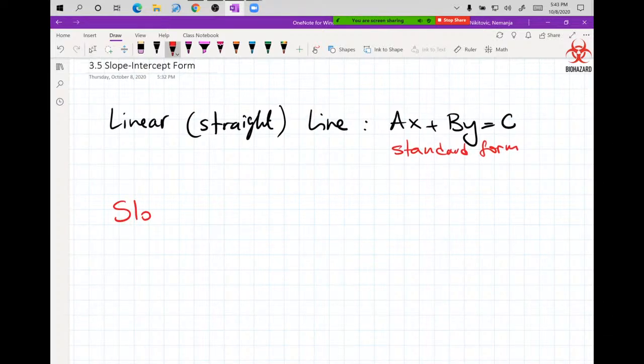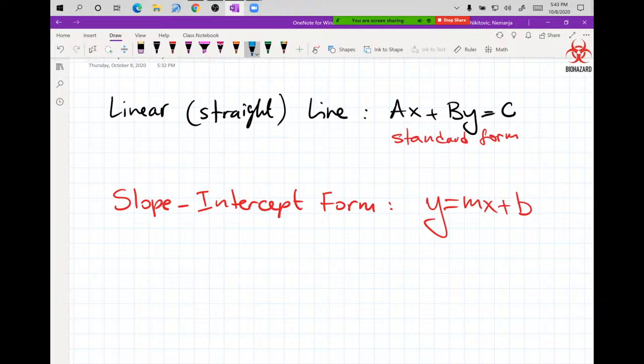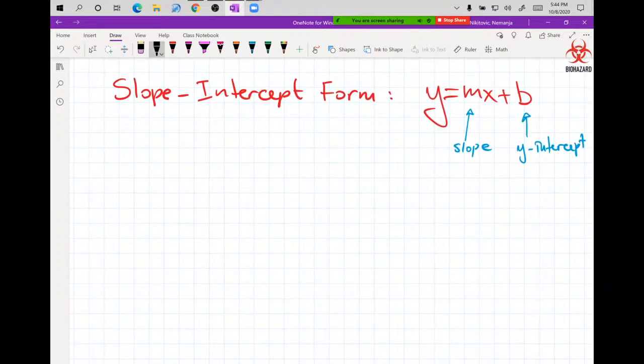Today we are learning slope-intercept form, and you probably know it: y equals mx plus b. It's called slope-intercept form because it has the slope and y-intercept displayed, ready to just read those numbers without any calculation. We can use it very, very quickly. In mathematics, if we are supposed to graph a linear line, it's the fastest method possible.